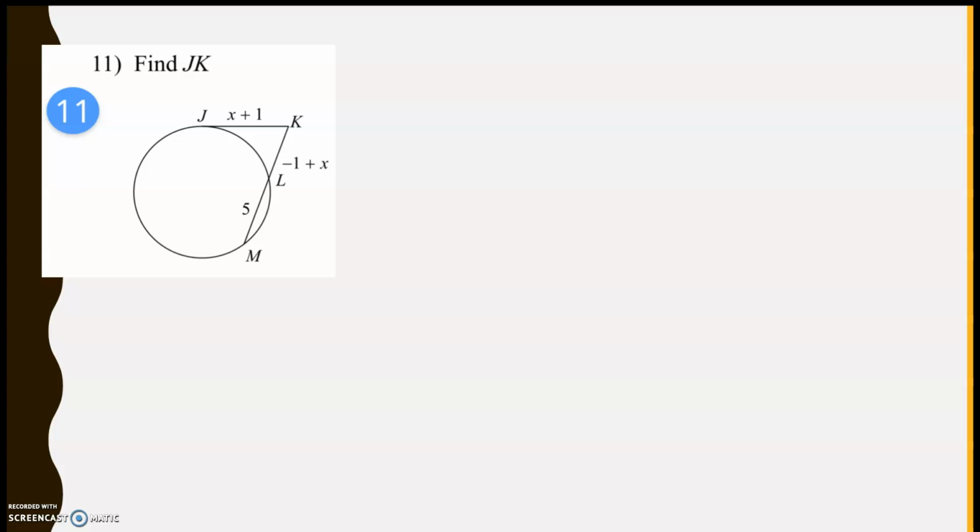The next problem was number 11. Here I have a tangent and a secant. So I'm going to take my tangent squared, which is this part right here. So I'm going to have my tangent squared is equal to my secant exterior, which is going to give me -1 plus x times the secant whole. So this entire piece here. So I'm going to add them outside and inside, which is going to be -1 plus x plus 5.